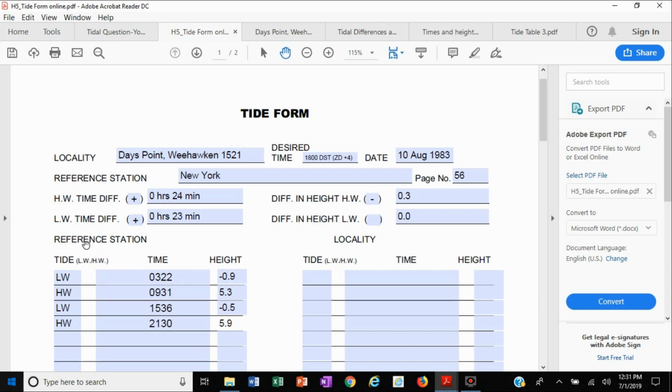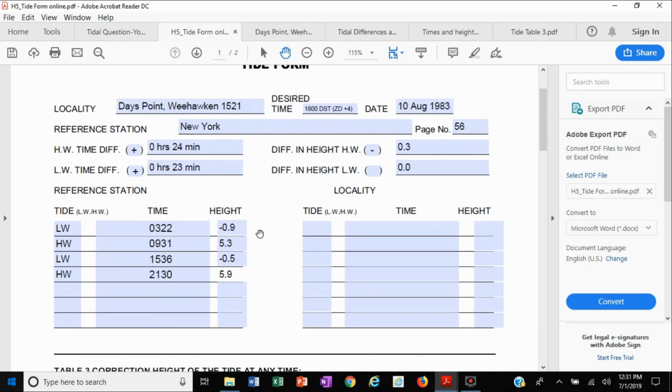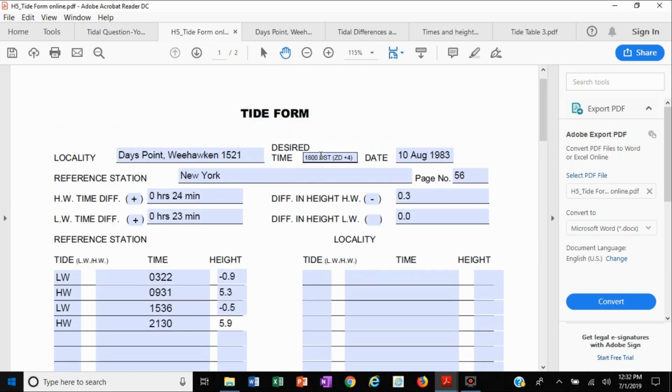Now we need to actually transfer from reference station to our locality. Well, how do we do this? This is where a lot of mariners kind of get messed up. So right here you see we have a daylight savings time. Anytime it says DST, you will add 1 hour to this time. No matter what, you're going to add 1 hour to this time. So we're just going to start transferring some things.